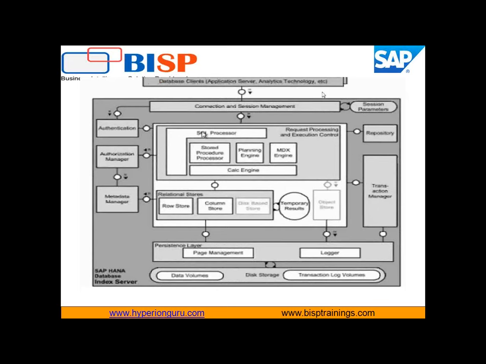The connection session will come into the authentication, and then the authorization manager will send the request either to the SQL request processor, or if it identifies an intern, it says it is about procedures and all these things, it comes to the metadata manager. Or if it is about relational stores, it will send that to the relational store, row store and column store. And if it is about disaster recovery, or any kind of logs and any kind of save points, it will hit the persistence layer, and the relevant transactions will be done.